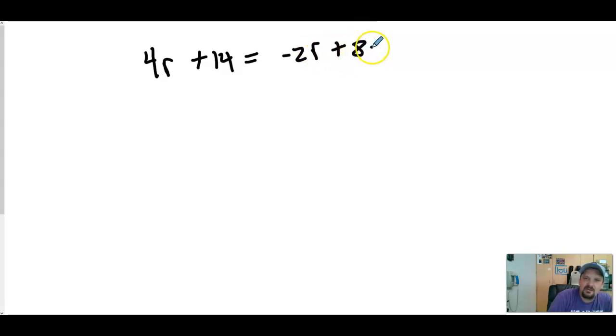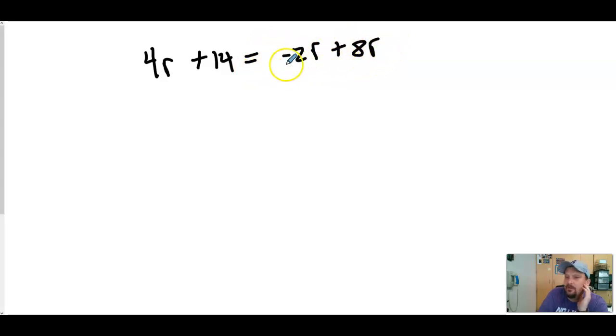First, this next one, we have 4r plus 14 equals negative 2r plus 8r. Okay, let's examine this problem for a second. Step 1, can I simplify anything? 4r plus 14, can I make that any simpler? Simplifying it, no I can't. Let's see the right side.